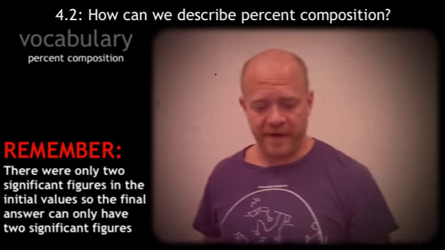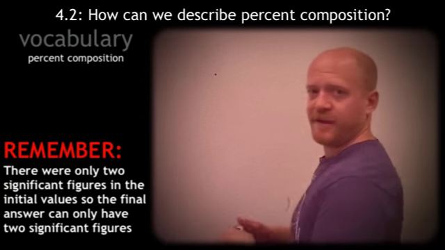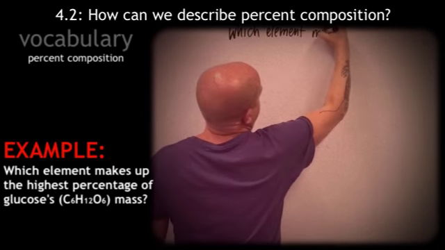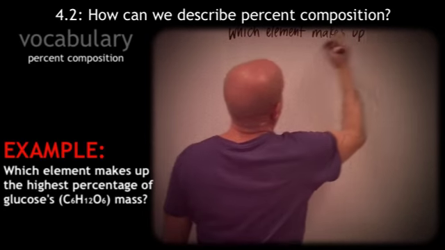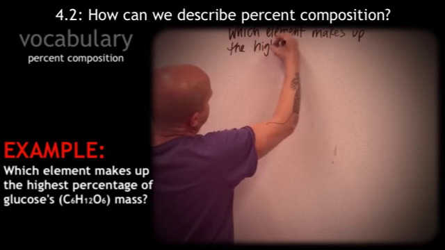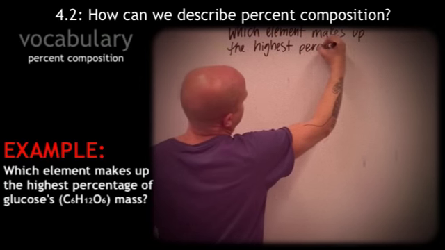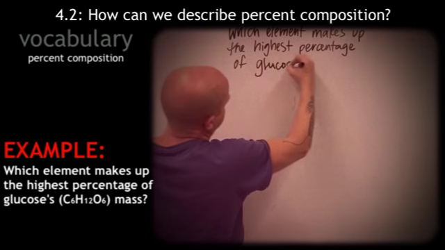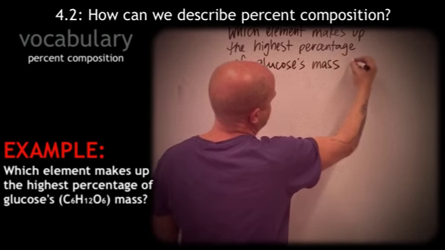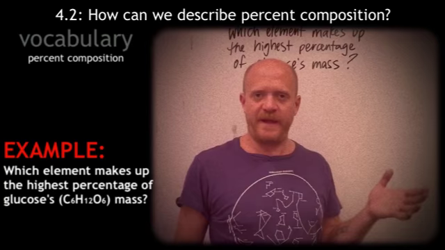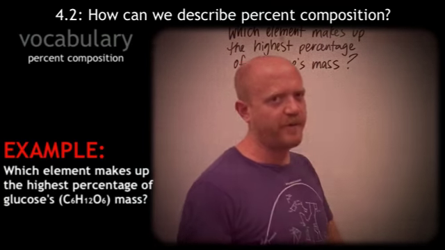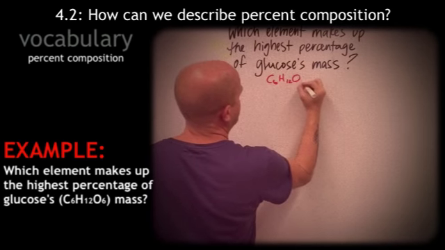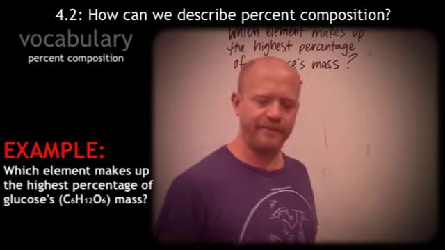That's one example of a problem you're going to get. The other example is pretty straightforward. Which element makes up the highest percentage of glucose's mass? Now, I don't expect you to know that glucose, although you should, because you had a really good living environment teacher. Glucose, C6H12O6. You should know that.